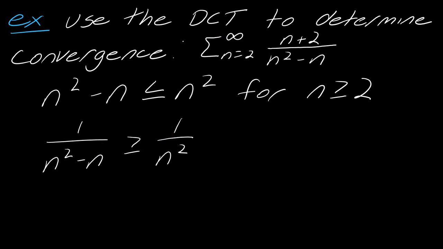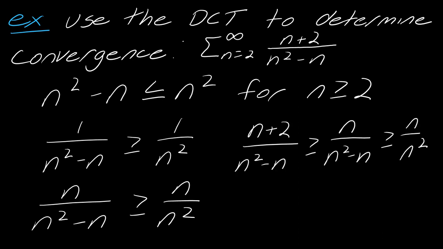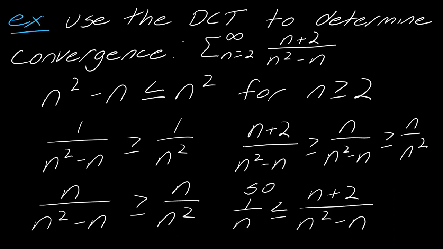If this is true, then if I flip everything, I also have to flip the inequality sign. Then if I multiply both sides of this inequality by n, now you see how we get to the thing that we compared to. If I just add 2 to the top on this side, this is going to be bigger than this. And this we already established is bigger than this, which is ultimately just 1 over n. So you see how we can coax out a comparison? That's what we wanted to do.